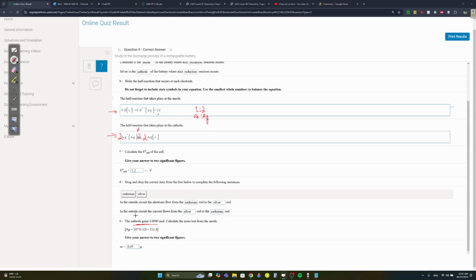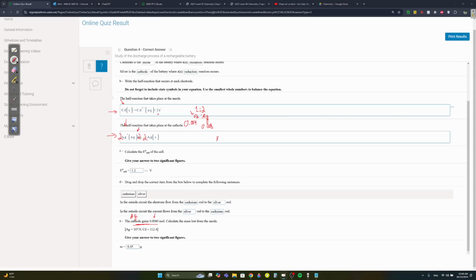What's my cathode, by the way? My cathode in this case is Ag. If Ag is gaining 0.008 moles, then how much is cadmium going to lose? It's going to be half of that, right? Because it's 1 to 2. I'm making your life way easier. I don't want you to write a full reaction. If this is 1, this is 2, that means this is double of this. So this is gaining 0.008, that means this one will lose 0.004.